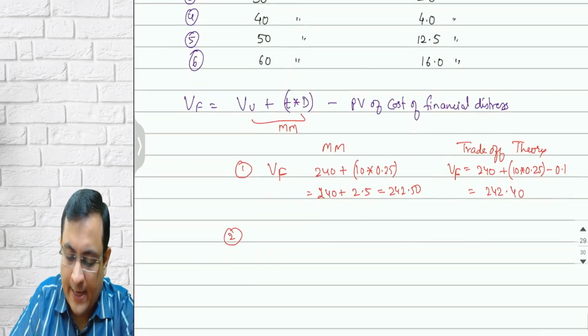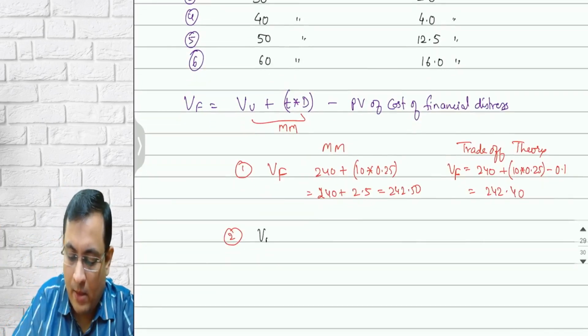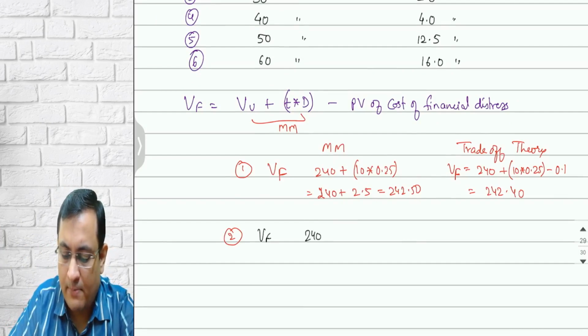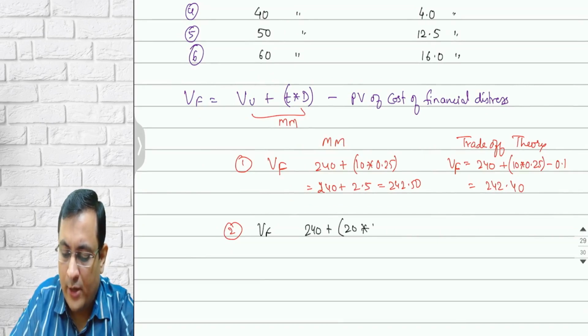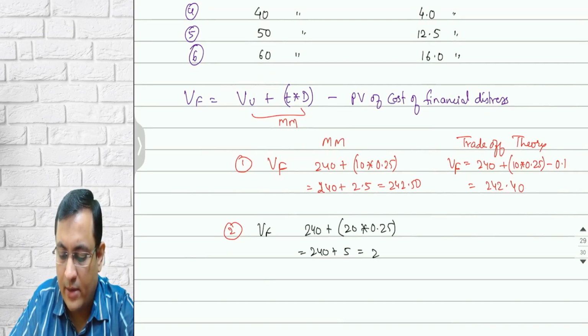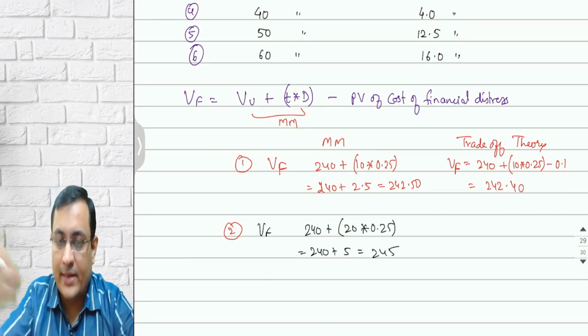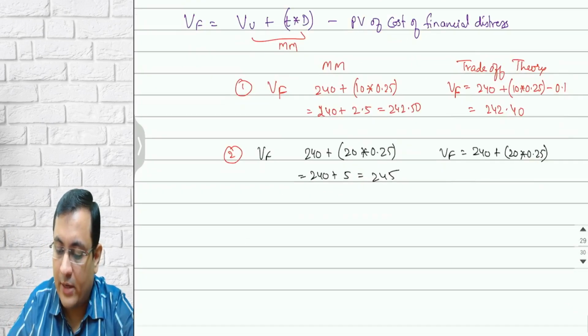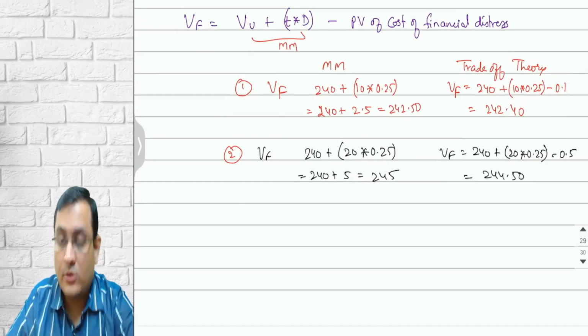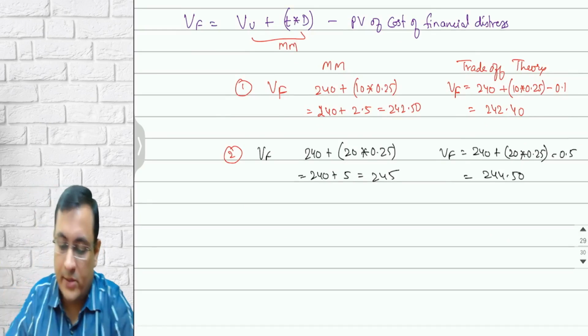Next, the second level, value of firm. In this case again, 240 plus how much? 20 into 0.25. 20 into 0.25 is 5. That is 240 plus 5, which is going to increase my value to 245. As you are increasing debt, your valuation is increasing. Here in this case, the value of the firm will be 240 plus 20 into 0.25, but you have to subtract 0.5. So 244.50, still increasing, but at a lower pace.